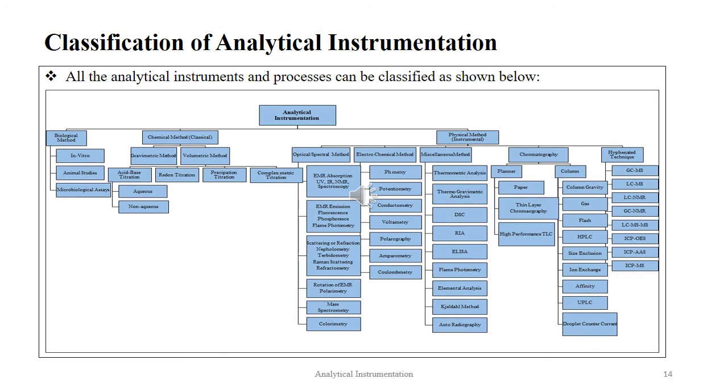The column chromatography can be column gravity, gas, flash, HPLC, size exclusion, ion exchange, affinity, UPLC, and droplet counter current. The hyphenated techniques are merger of two methods into one method, which can be of GC-MS type, LC-MS, LC-NMR, GC-NMR, GC-MS/MS, ICP-OES, ICP-AES, and ICP-MS.